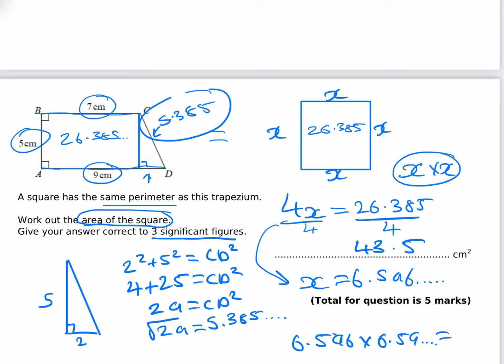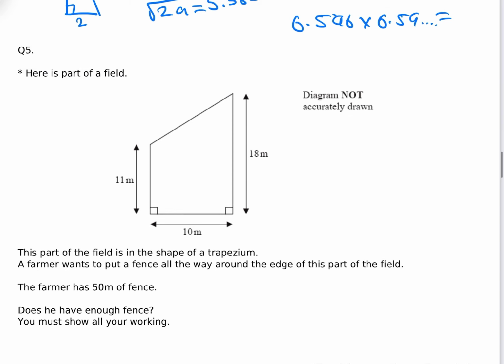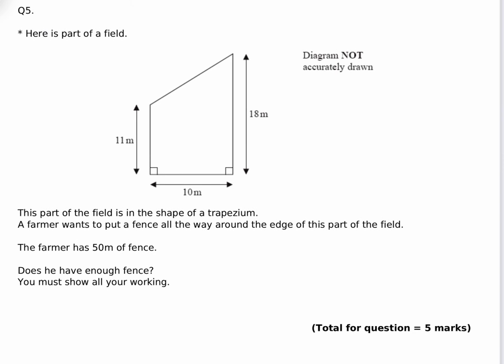Right, we will do one more question maybe, which is this question. So it says we have a field, and you can see the measurements here, 11, 10 and 18 meters, and it says this part of the field is shaped as a trapezium. The farmer wants to put a fence all the way around the shape, and he has 50 meters of fence. Does he have enough? So just like the question before, I need to work out basically the perimeter of this field. So I know 3 of them.